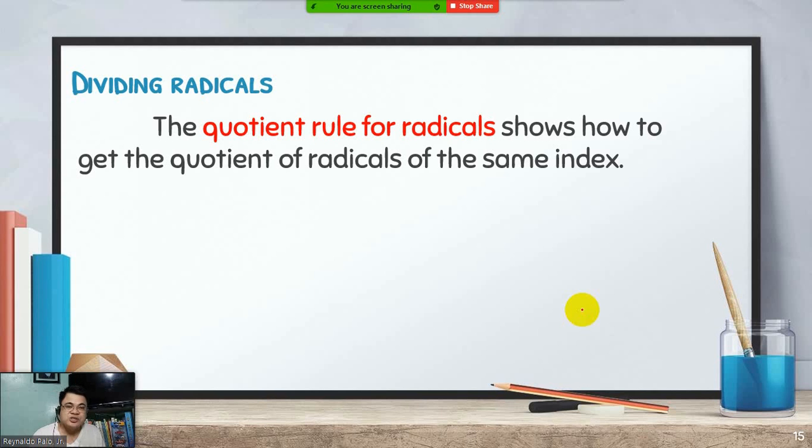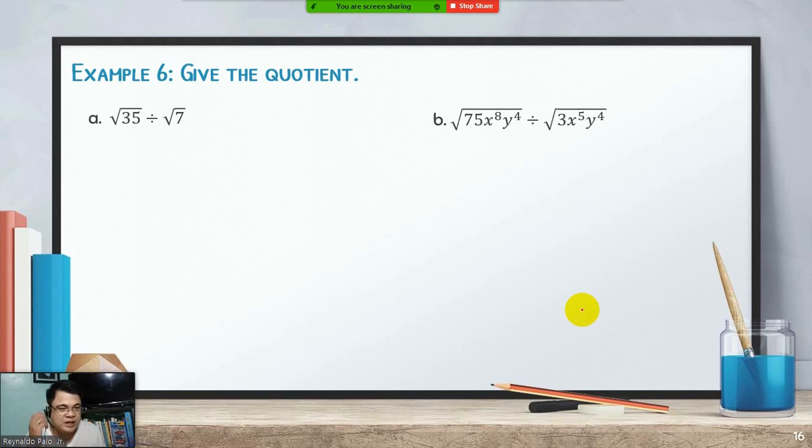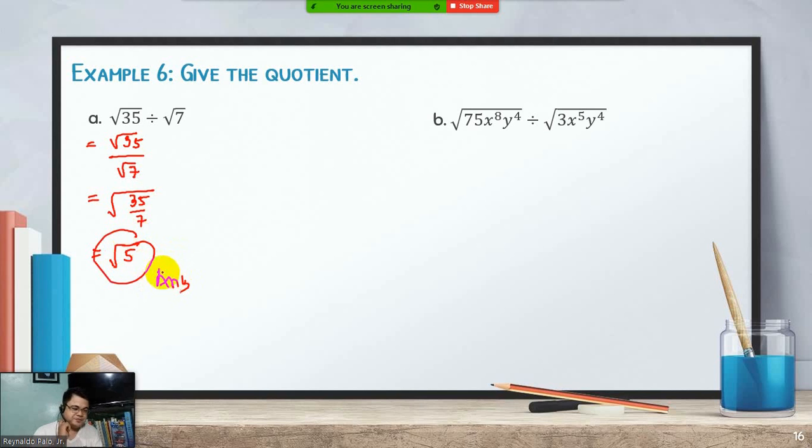Next, let's proceed in dividing radicals. The quotient rule for radicals and the division law of exponents show how to get the quotient of radicals of the same index. Alright? So, example 6, give the quotient. So, square root of 35 divided by square root of 7. We can write this as square root of 35 over square root of 7. Then, applying the quotient rule, it is square root of 35 over 7. 35 divided by 7 is 5. So, the answer is square root of 5.